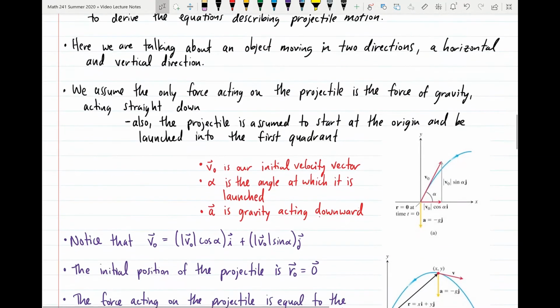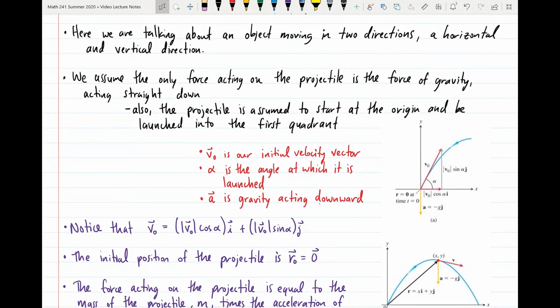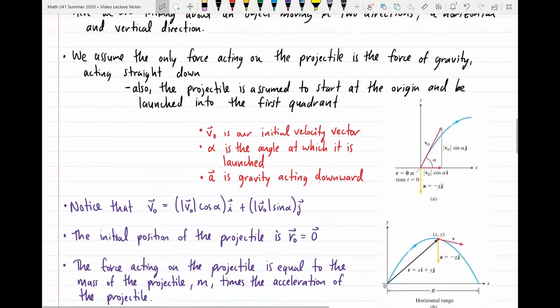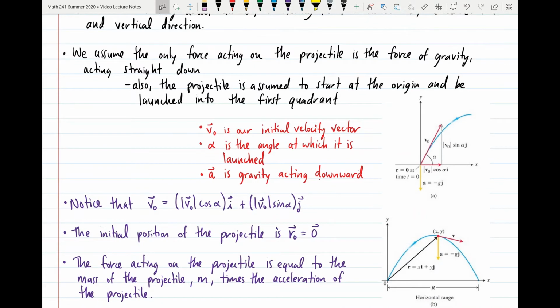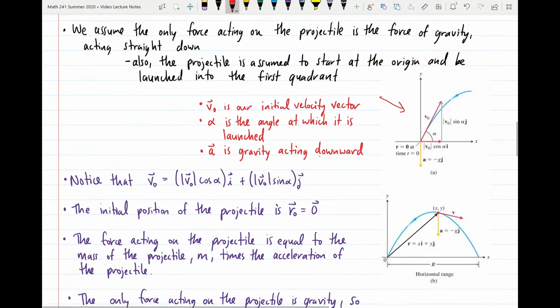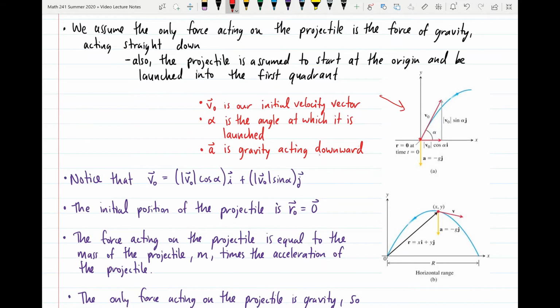And we're also going to assume that the only force acting on our projectile is the force of gravity, and that gravity is acting straight down towards the ground or towards the x-axis. So we're not going to account for things like drag or other miscellaneous forces that might act on objects while they're in the air. Also, the projectile is assumed to start at the origin, and it's going to be launched into the first quadrant. So you can see that in the first diagram here. Our object is starting at the origin right here, and it's launched in this direction.